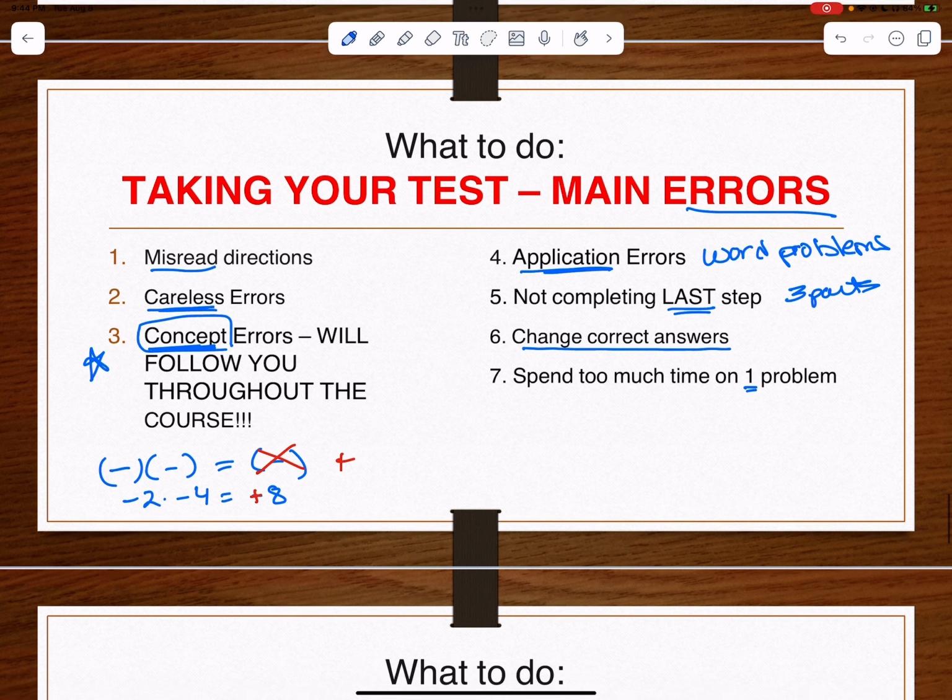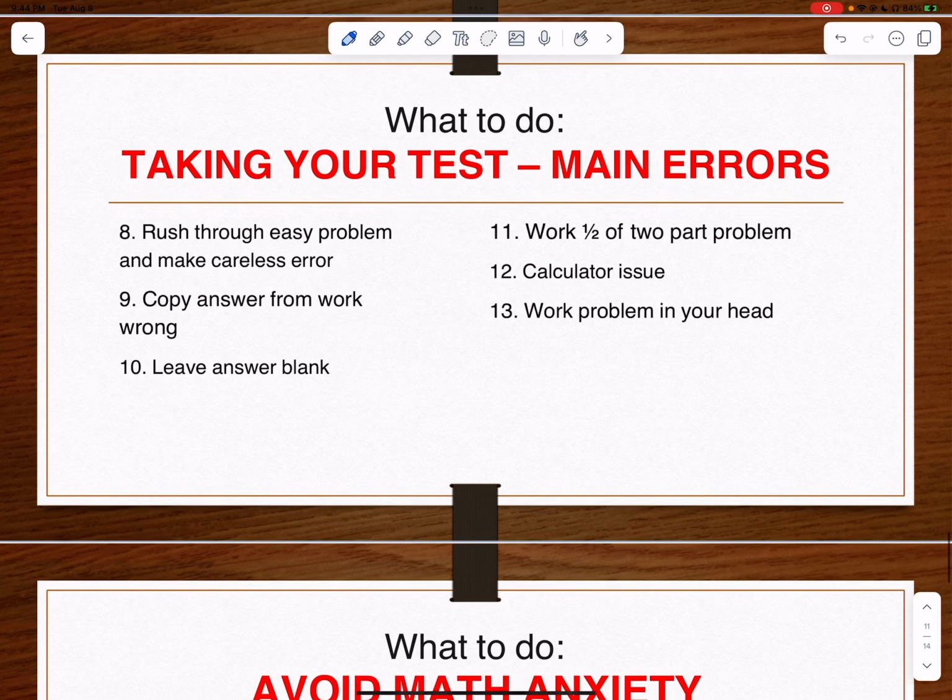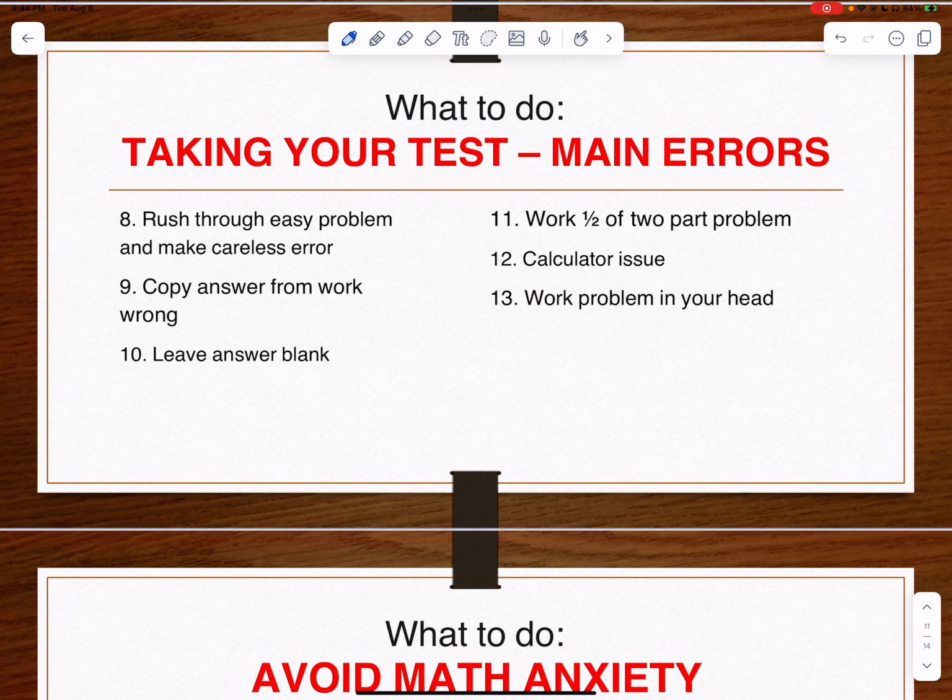All right. So here's a couple of others. We got just a few more. Rushing through those easy problems. So you're doing those easy problems first and you're like, oh, I got this, and you rush through it and you don't really take time on those easy problems. Or, this happens all the time, copying the answer from the work wrong. So you just copy it wrong.